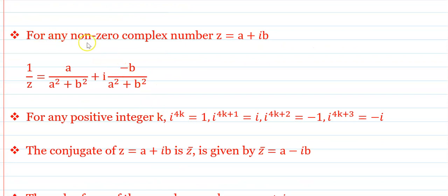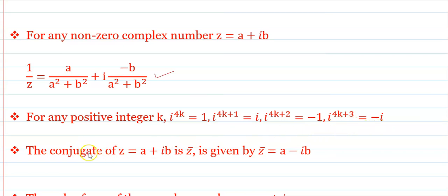Next, for any non-zero complex number, if z is equal to a plus ib, then what about 1 upon z? 1 upon z means a upon (a square plus b square) plus i times minus b upon (a square plus b square). For any positive integer k, i raised to 4k is 1, i raised to 4k plus 1 is i, i raised to 4k plus 2 is minus 1, i raised to 4k plus 3 is minus i.